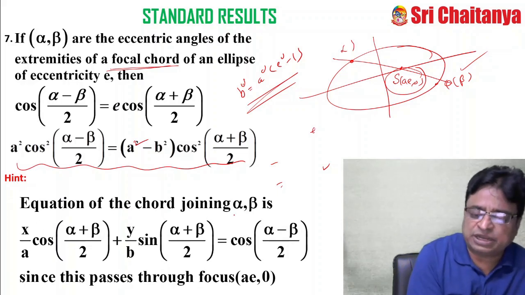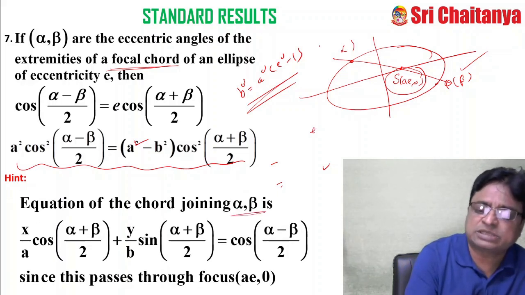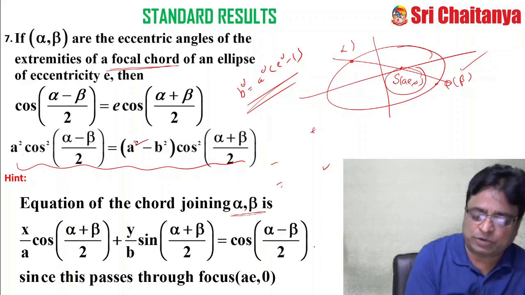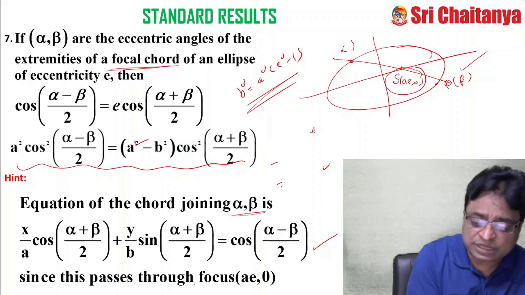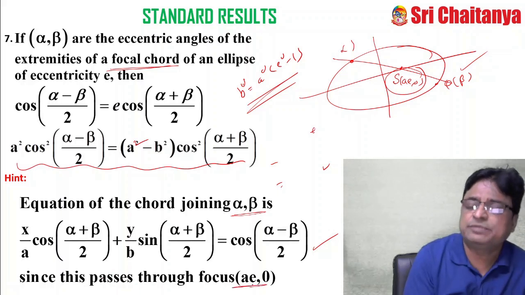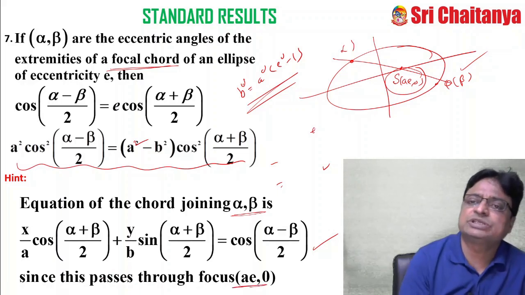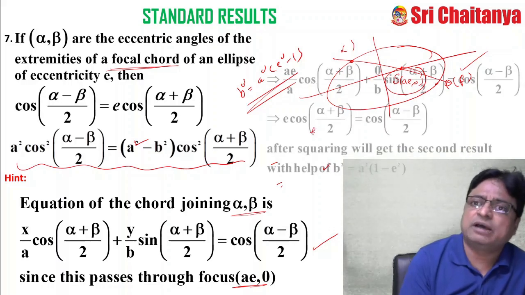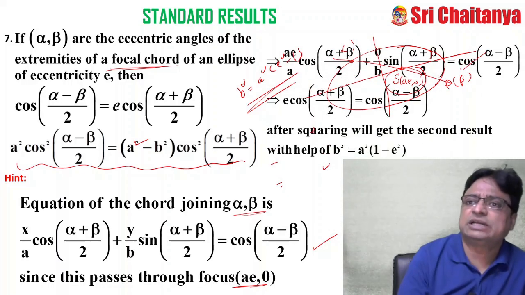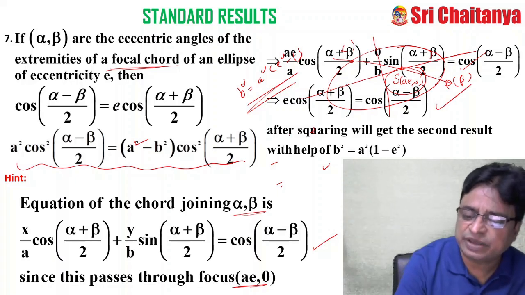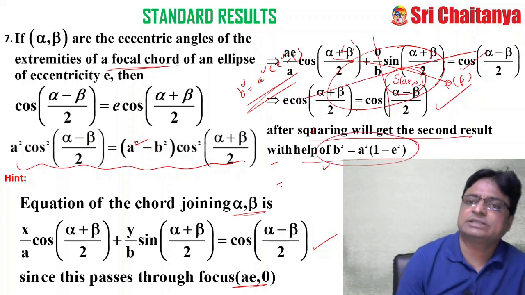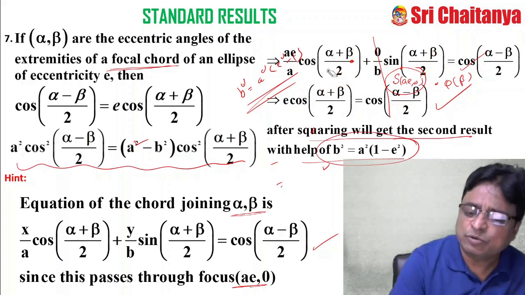The equation of the chord joining alpha and beta. What are alpha and beta? a cos alpha, b sin alpha, and a cos beta, b sin beta. Now the equation of the chord joining 2 points, and it is the focal chord. Therefore, it passes through the focus ae comma 0. You substitute those two things here, and after substitution, you will get the result like this. Square this, and use this formula, and automatically you will get the second result. So if you get the first result, automatically you will get the second result.